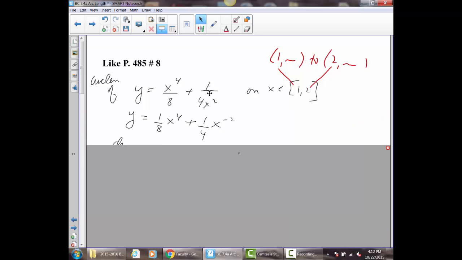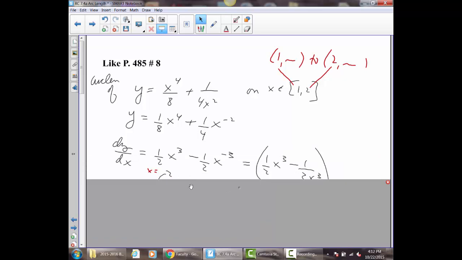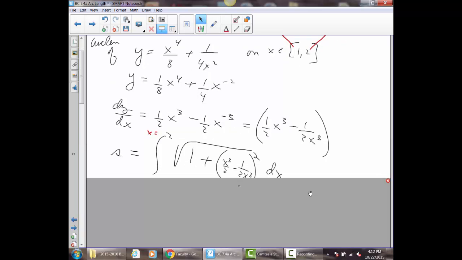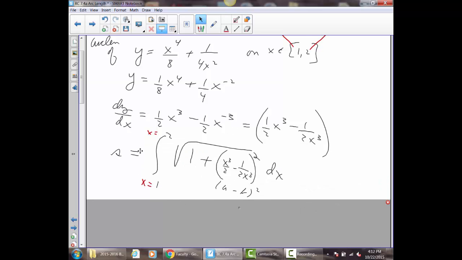So I'm just going to rewrite this as 1/4 x to the negative 2. I am going to need the derivative that's in my formula. The derivative of this is 4 times 1/8, which is 1/2 x cubed, minus 2/4 x to the negative 3. I'm just rewriting that x to the negative 3 on the bottom to be 2x cubed. I'm ready now to plug it into my formula. The arc length is from x equals 1 to x equals 2 of the square root of 1 plus the square of the derivative, which we just found right here, dx.